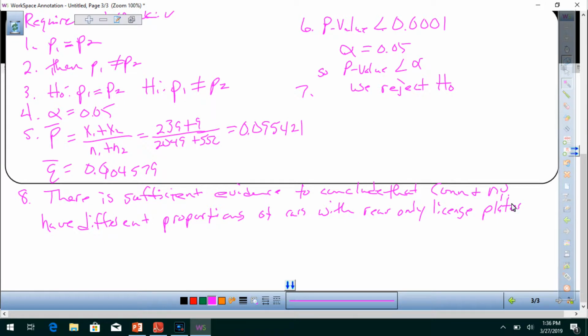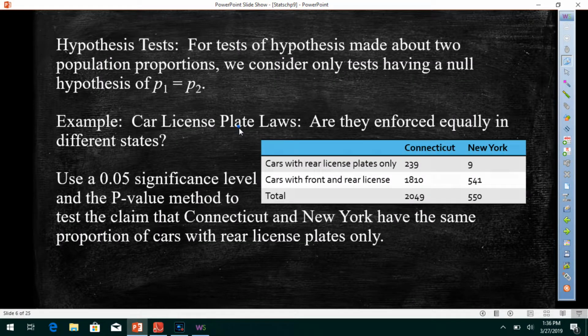All right. And I guess you might say Connecticut probably does not enforce it as well. We'll say the license plate laws are much stricter in New York than Connecticut. They don't apply as well. Okay. Good job on that. P-value.